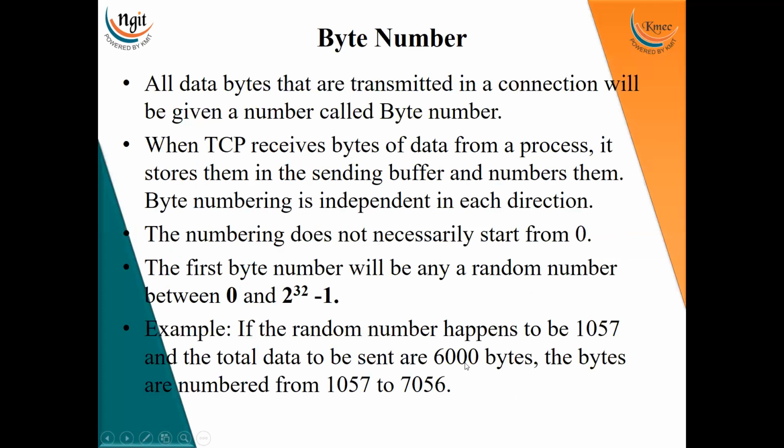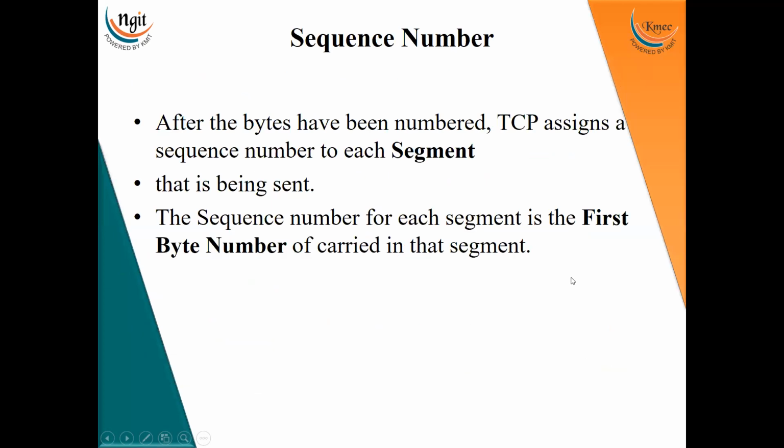Next, what is meant by the byte number? All data bytes that are transmitted in a connection will be given a number called the byte number. It is going to transmit in each direction, and it starts from 0 to 2 power 32 minus 1. Next, what is meant by the sequence number? After the bytes have been numbered, TCP is going to assign a sequence number to each segment that is to be sent. The sequence number for each segment is the first byte number carried in that segment.